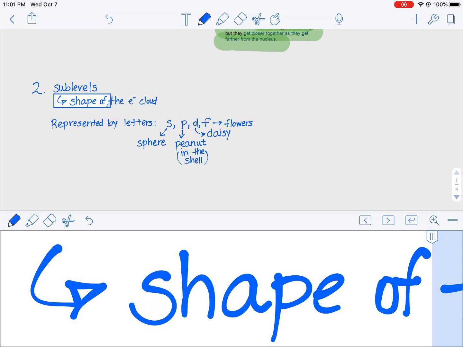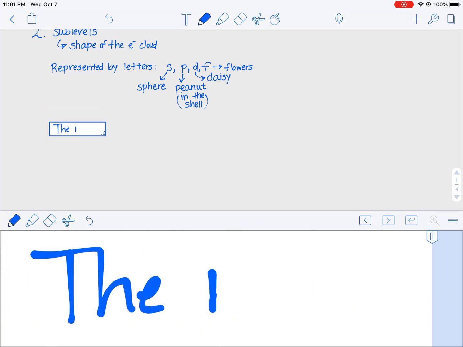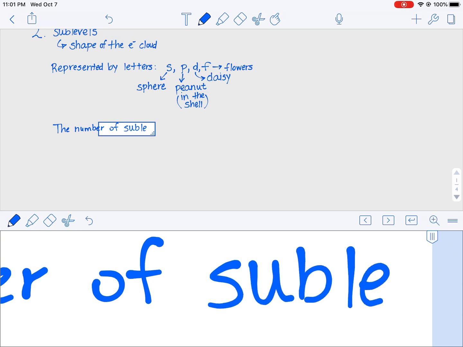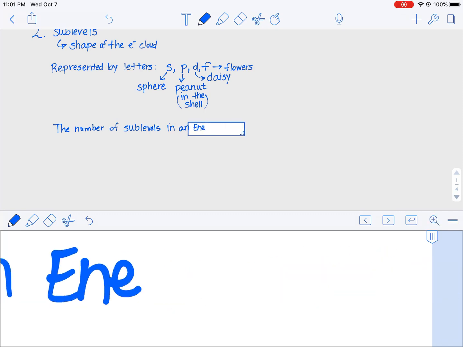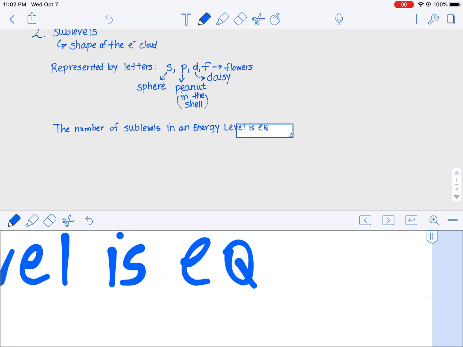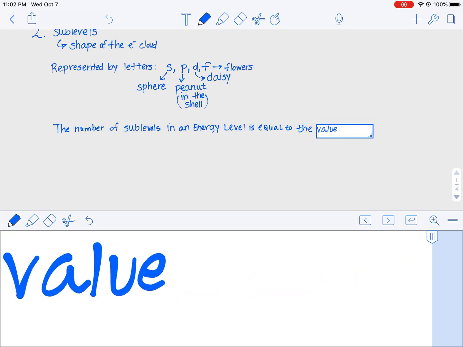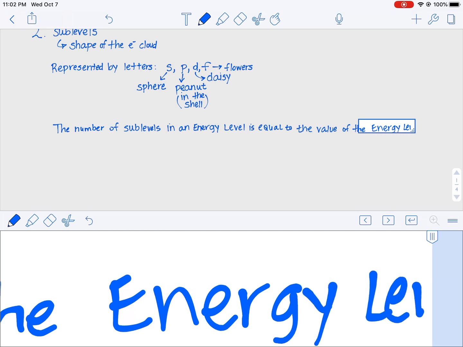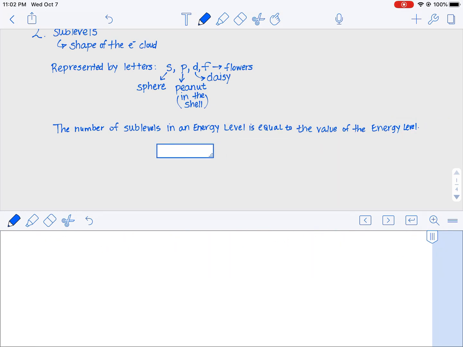Now, how do we know how many sublevels are in the energy levels? The number of sublevels in an energy level is equal to the value of the energy level.